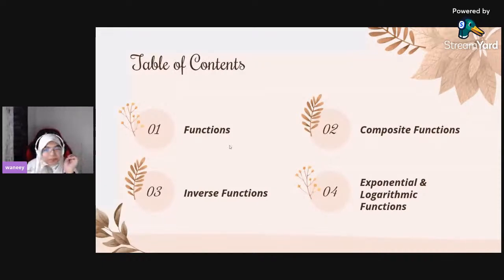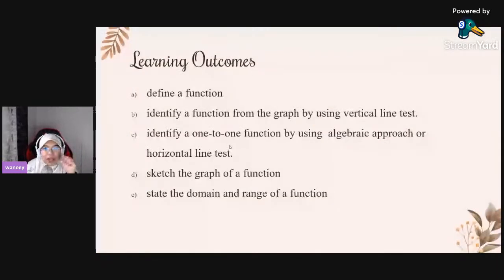Okay, so the learning outcomes for today: you should be able to define what a function is, and identify a function using the vertical line test. Identify a one-to-one function by using the algebraic method or the line test. Sketch the graph of a function, and state the domain and range of a function. So now let us proceed with A, define a function.